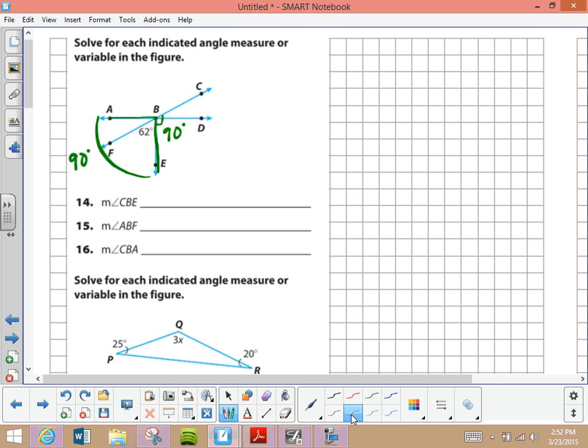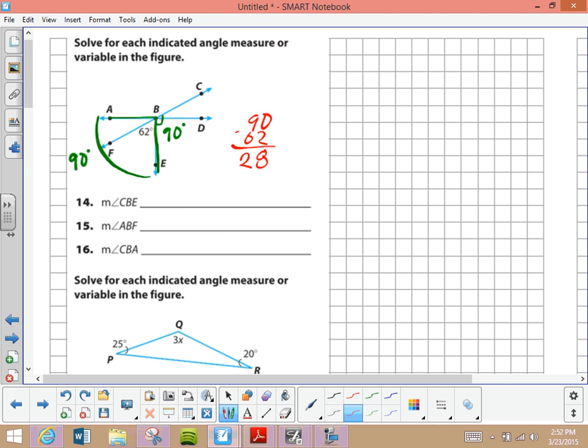What am I trying to find with that? Oh, number 15. But let's try to find the measurements first. How would I find ABF? So I can subtract 62 from 90, and that gives me 28.